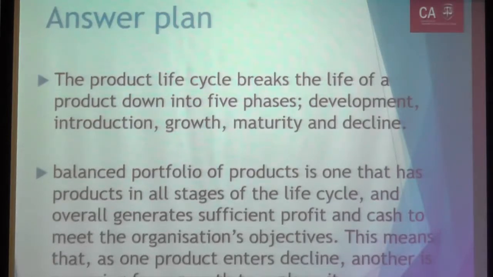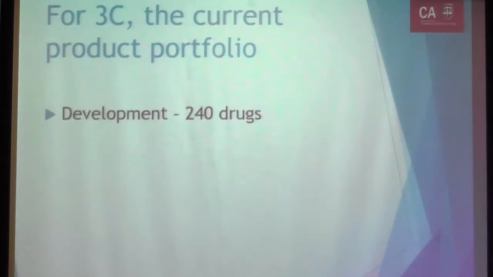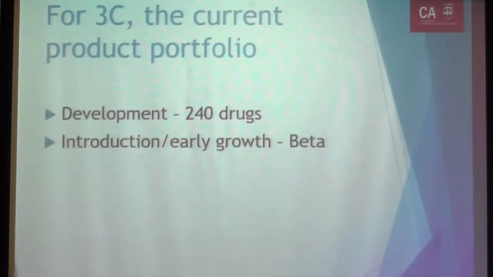So once you have a balanced product portfolio, although one dies, it doesn't matter if you have another product coming in. That's what they're trying to say. This means that one product enters decline, another one is emerging. Now let's look at this company's product portfolio. They've got 240 drugs in development. Introduction and early growth, I would say beta. Beta is the one for serious infections. So introduction or early growth.